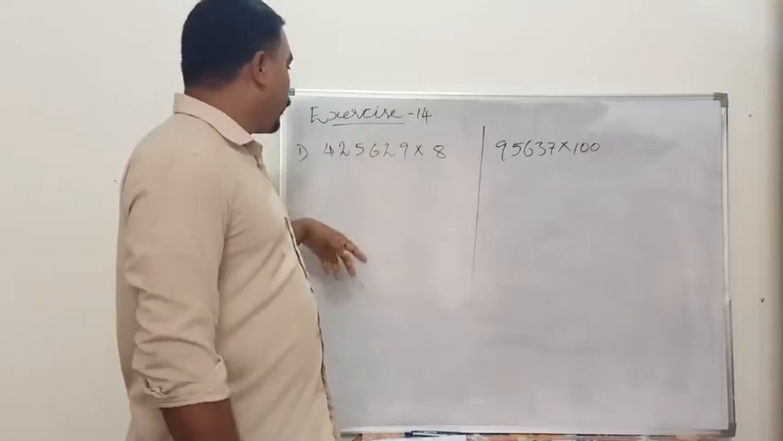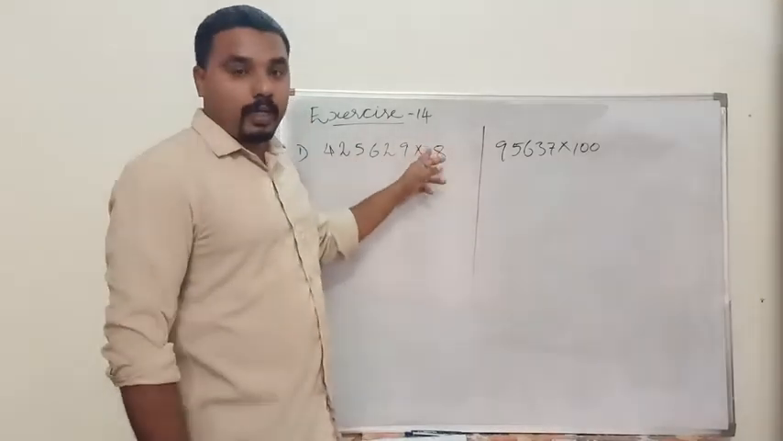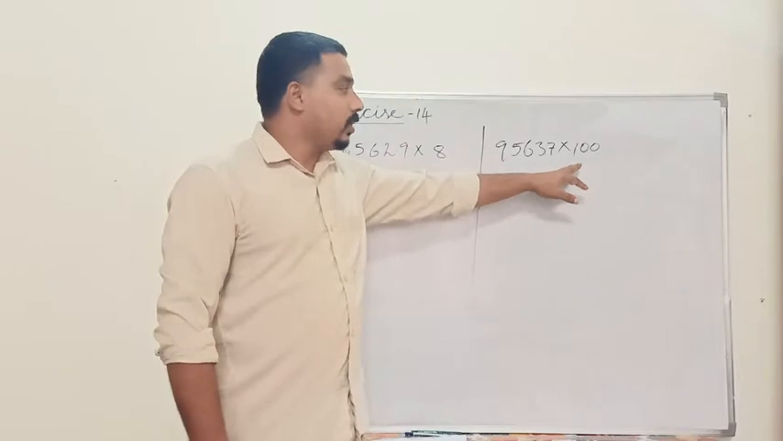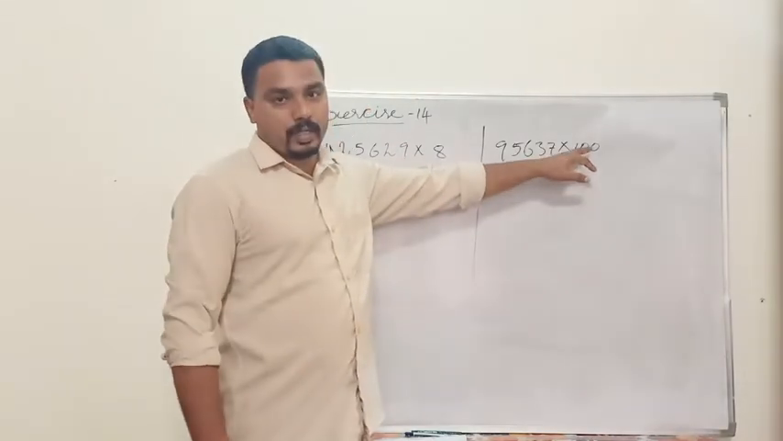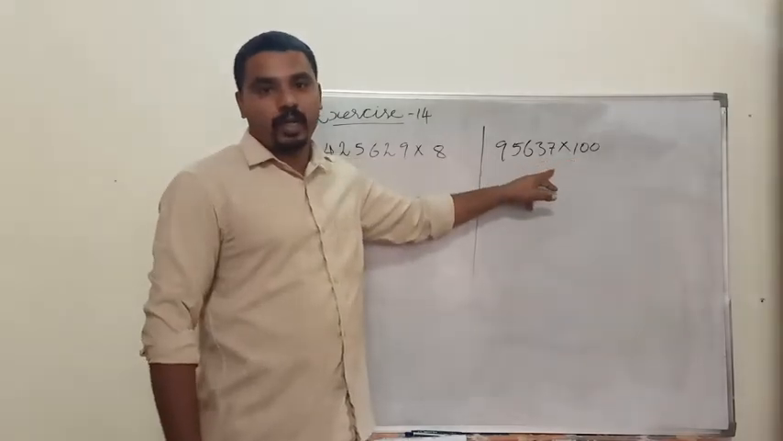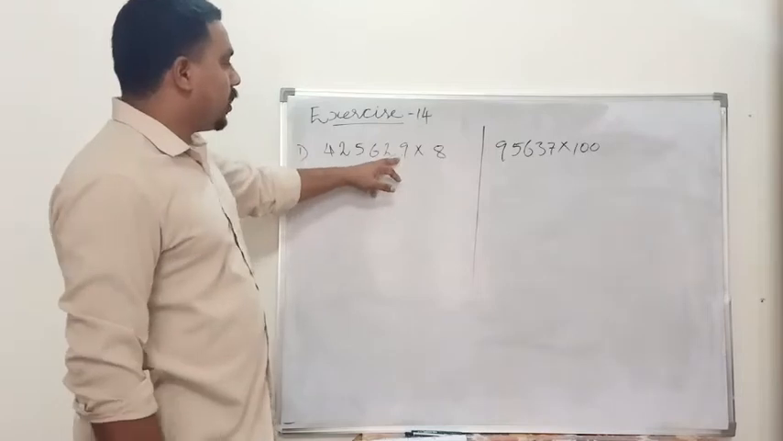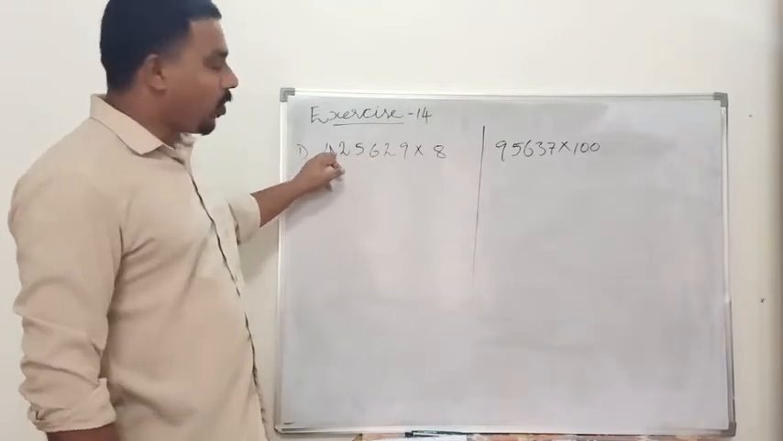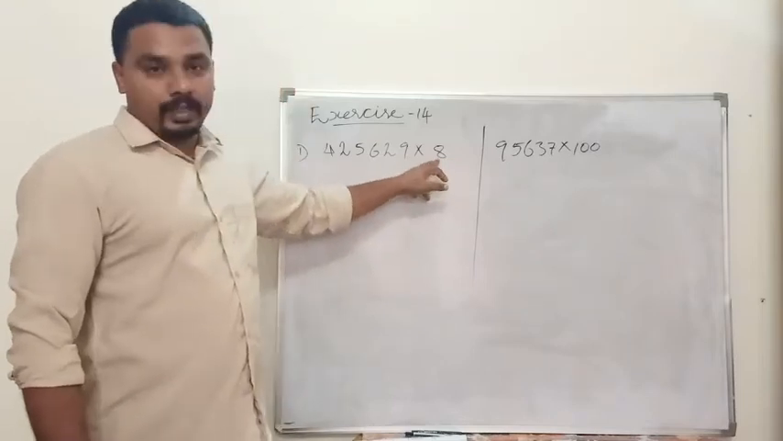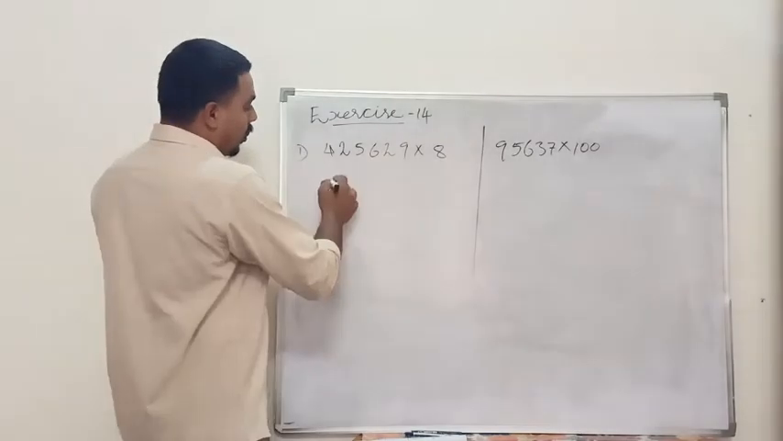Exercise 14. Here we are going to multiply a 6-digit number by a 1-digit number. Also a 3-digit number. Here we are going to multiply by 100. So we have to use what? The multiplicative property of 1 here. Let us do the first question. What is 1, 10, 100, 1000, 10,000, lakh? 4,25,629 by 8. So we have to arrange this number in order. How is it?